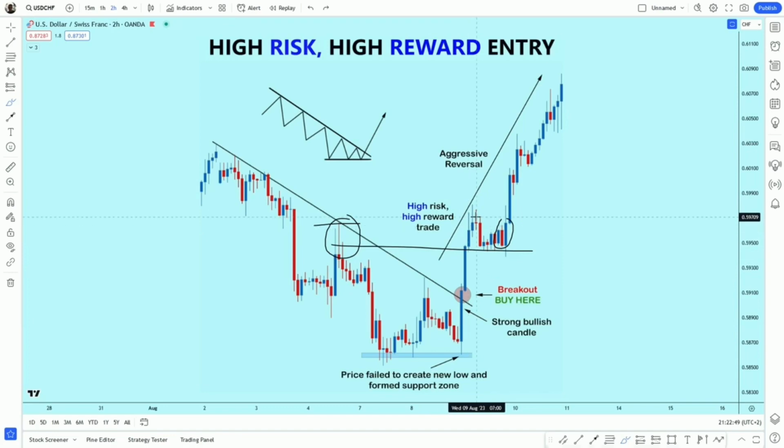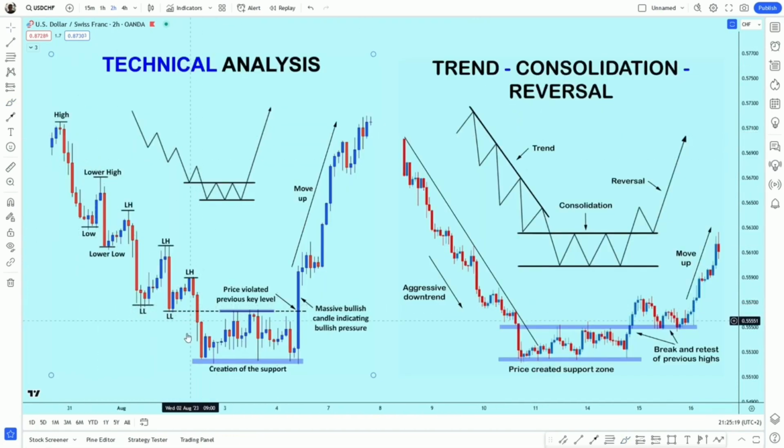Price broke it and formed this bearish move and retested this key level. In this example here we have a downtrend, then price consolidated between this support zone and this previous key level. Price then formed this massive bullish candlestick and continued to go up. Price didn't form a pullback and didn't retest this previous key level, so I would likely miss this trade and possibly look to buy somewhere here, but on a lower time frame.